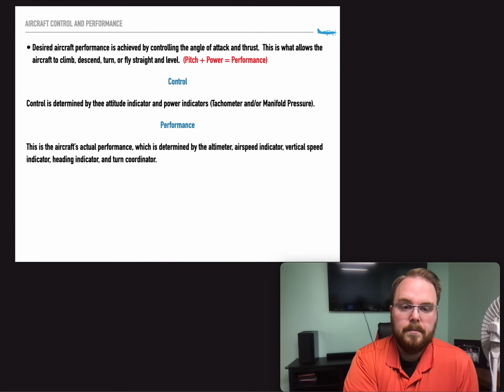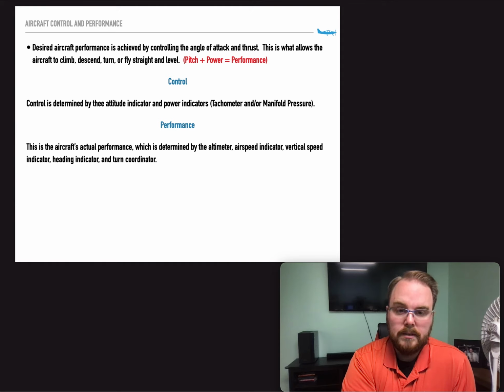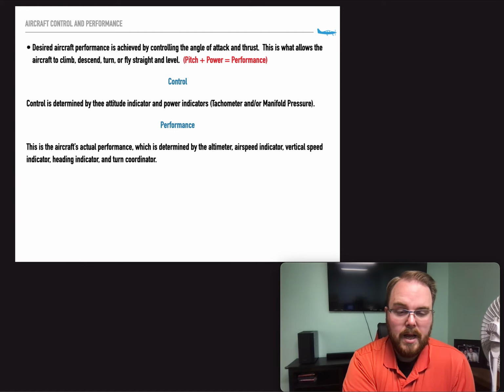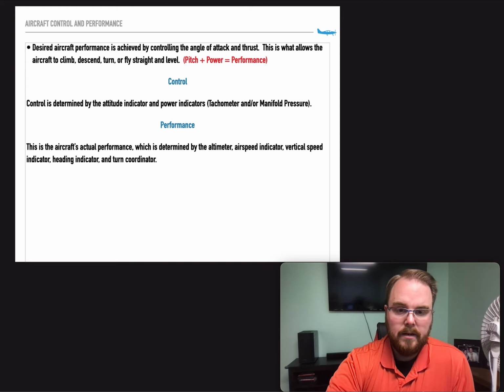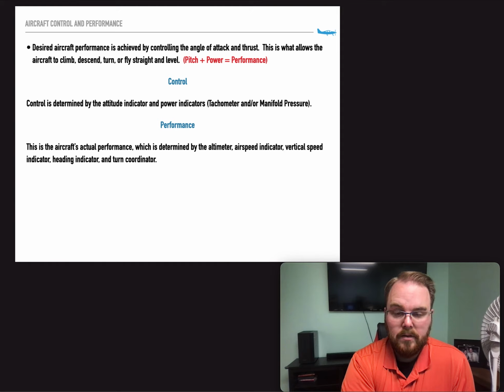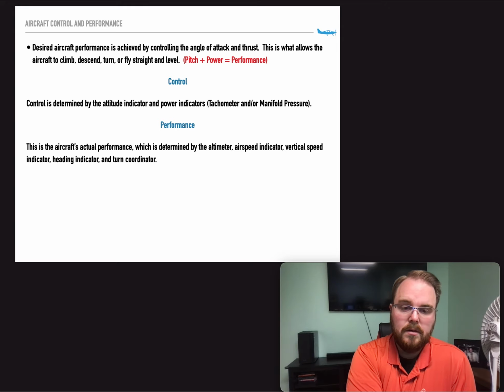So, aircraft control and performance. Desired aircraft performance is achieved by controlling the angle of attack and thrust. This is what allows the aircraft to climb, descend, turn, or fly straight and level flight. So pitch plus power equals performance. Control is determined by the attitude indicator and the power indicators. So we look at the attitude indicator and the power indicators, and we determine whether or not we're in control. That's the tachometer and the manifold pressure, which are the power indicators.